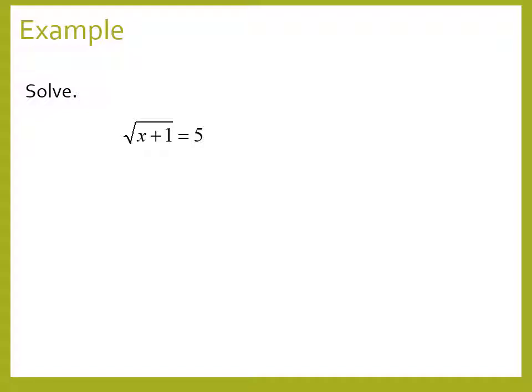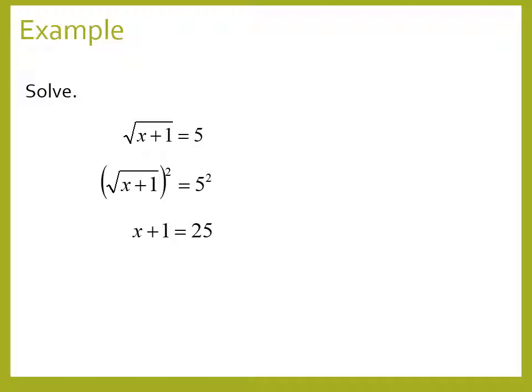So we have the square root of x plus 1 equals 5. We're going to do inverse operations. The opposite of taking the square root of something is to square it, so we're going to square both sides. And remember, when you square or square root, it's like the key that sets your radicand free. So it's going to become x plus 1 equals 25.